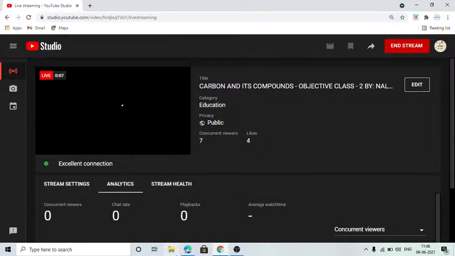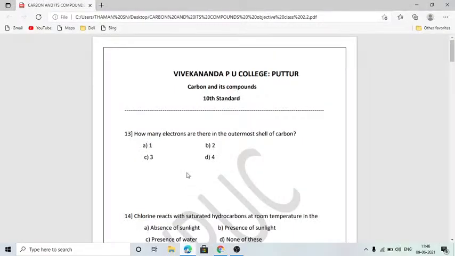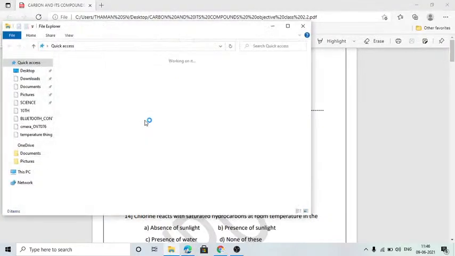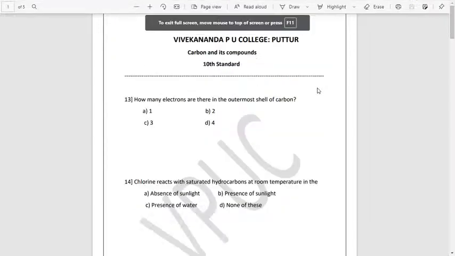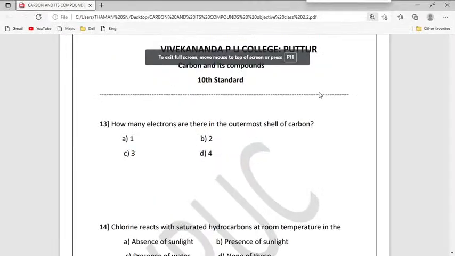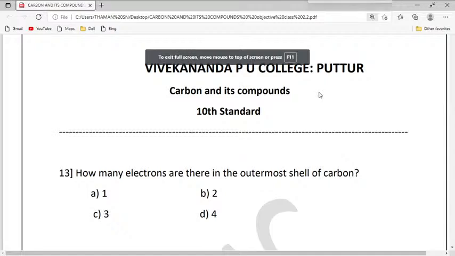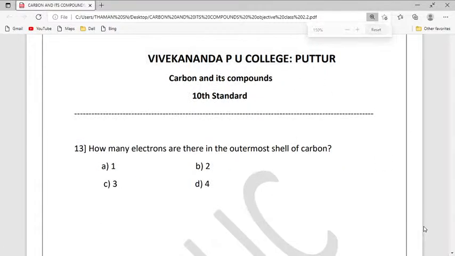Hello students, in the last session we have discussed some of the questions from the chapter Carbon and its compounds. Today let us discuss some more questions from the same chapter. Already we have completed 12 questions. Now let us study the next question, that is question number 13.